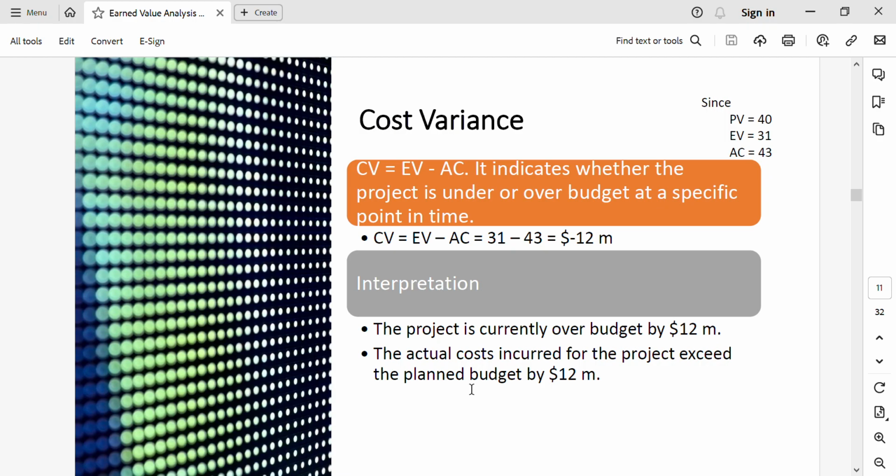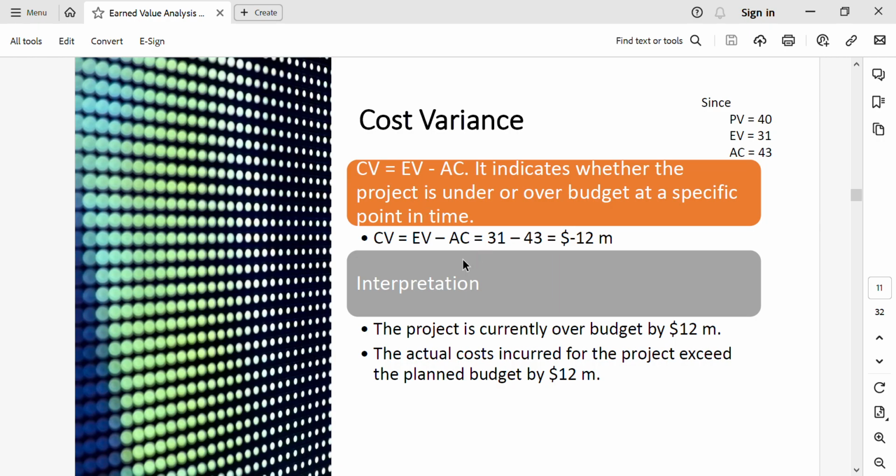Second one is the cost variance. Cost variance is simply the difference between the planned value and the actual cost, meaning the total spending. It indicates whether the project is under or over budget at a specific point in time. If CV is minus, that means you are having a problem, a cost overrun. If it's zero, then you are exactly on budget, and if it's positive, that means you are having savings.